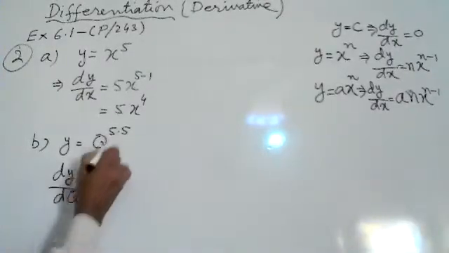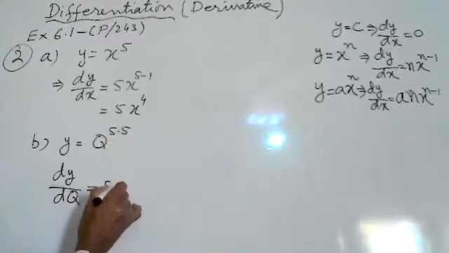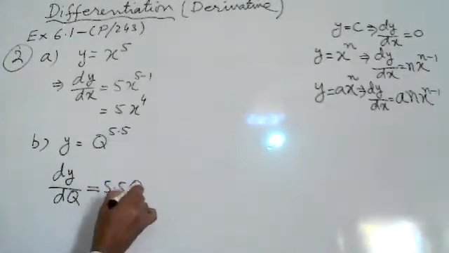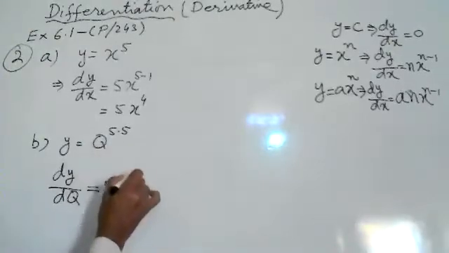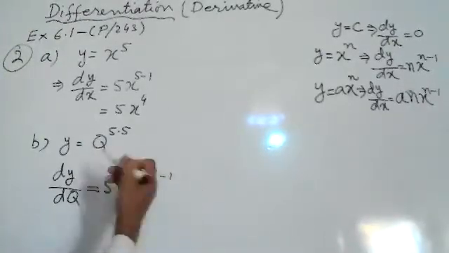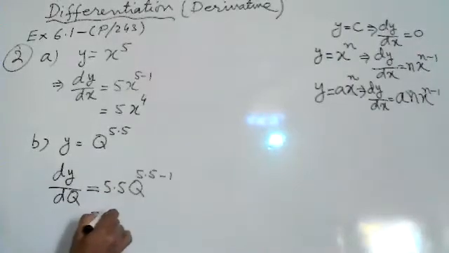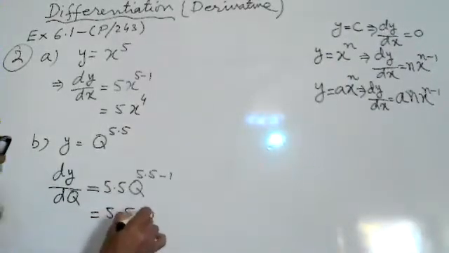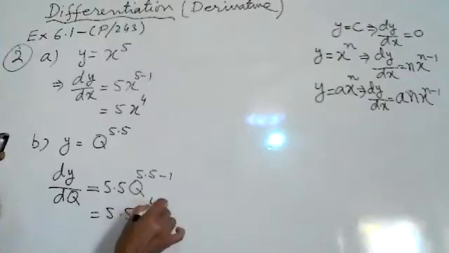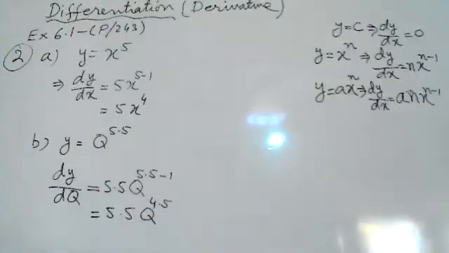Equal to 5.5 comes over there. It will multiply with the function, q raised to power 5.5 minus 1. We have to subtract 1. Whatever be the power, we will write minus 1. It will become 5.5 q raised to power 4.5. This is the answer. The derivative of y with respect to q will become 5.5 into q raised to power 4.5. It is very easy.